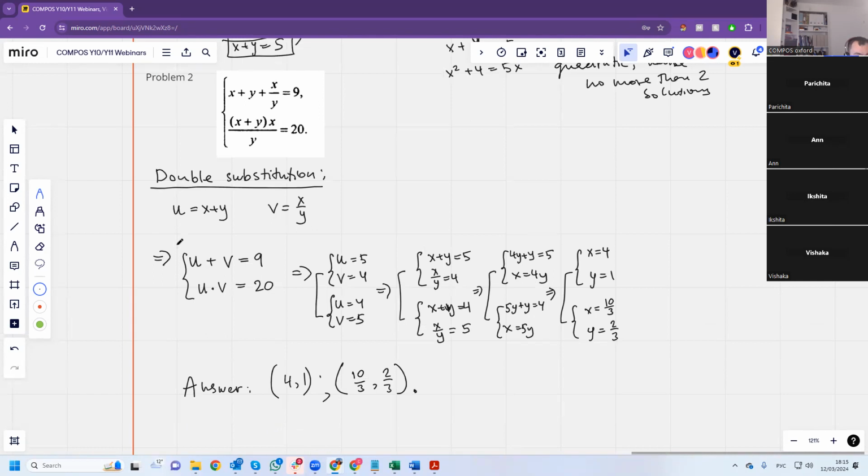Now this is a symmetrical system, but this is not. The original one is not symmetrical. Therefore, you don't have a symmetrical answer, symmetrical solution. But U and V are symmetrical solutions, but X and Y are not. Okay. Any questions here?